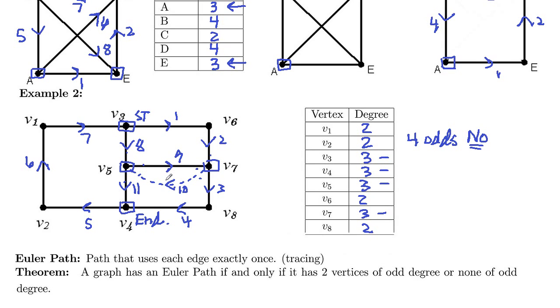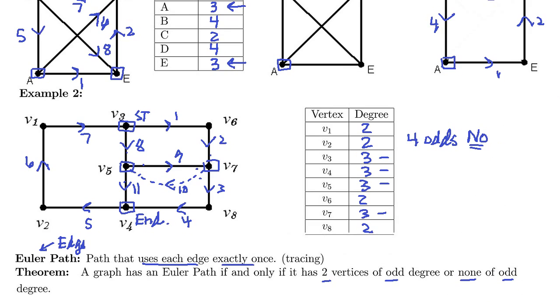So it looks like if you got 0 or 2 odds, you can trace, and that's actually a theorem. An Euler path or an edge path, we'll most likely call them edge paths, is just a path that uses each edge exactly once. So it's a tracing. And the theorem is a graph has an Euler path if and only if it has 2 vertices of odd degree or none that are odd. So 2 or 0 odds, you can find an edge path.